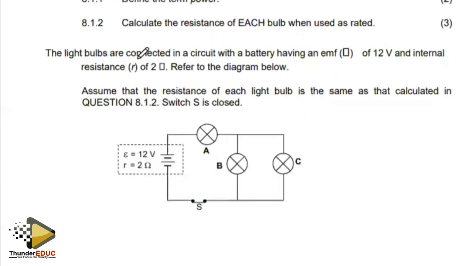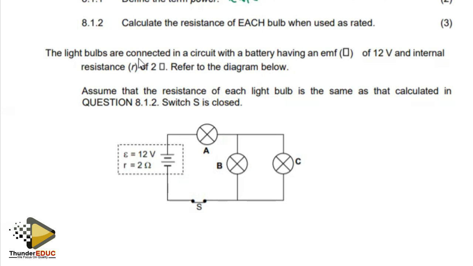Okay, so 3 resistors, and light bulbs are also resistors. A, B, and C, each are rated 6 watts and 12 volts. Define the term power. Power. So we say the simple one, the rate at which work is done, or the rate at which energy is transferred. You can say that. Or the rate at which energy is converted. Any other definition is also acceptable.